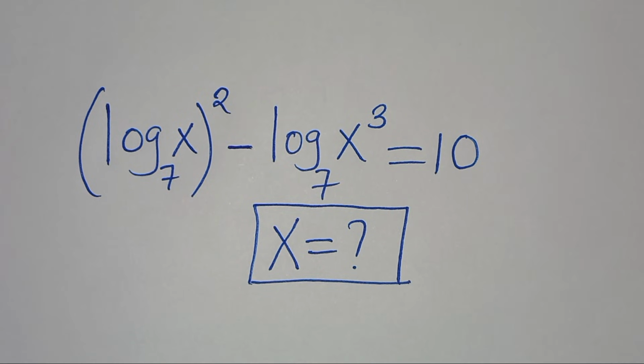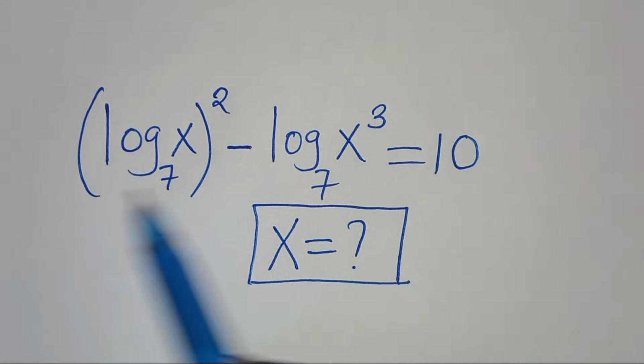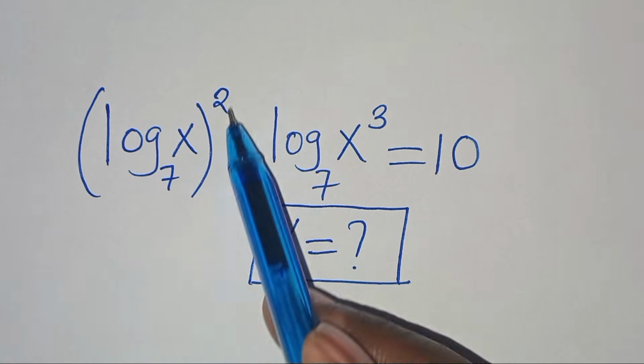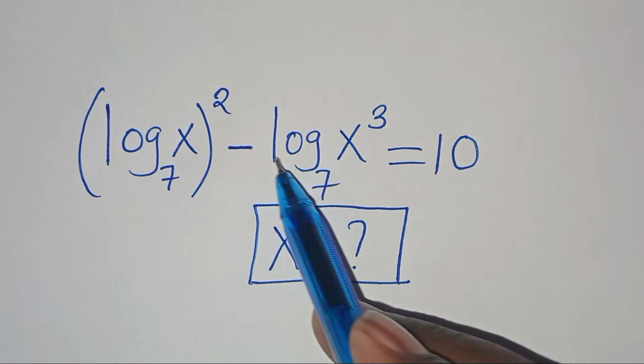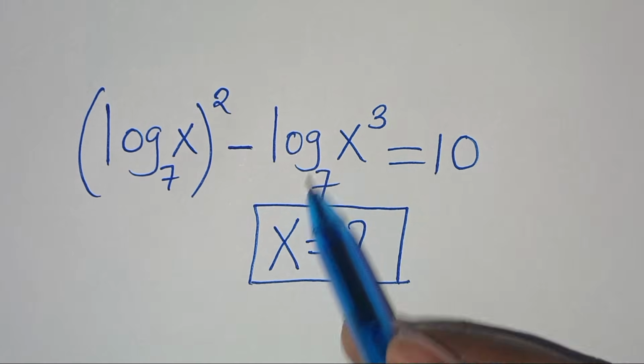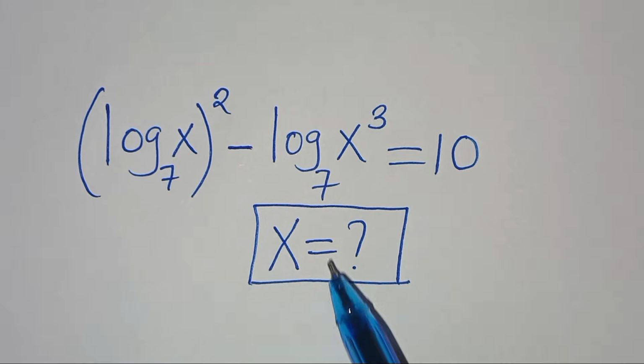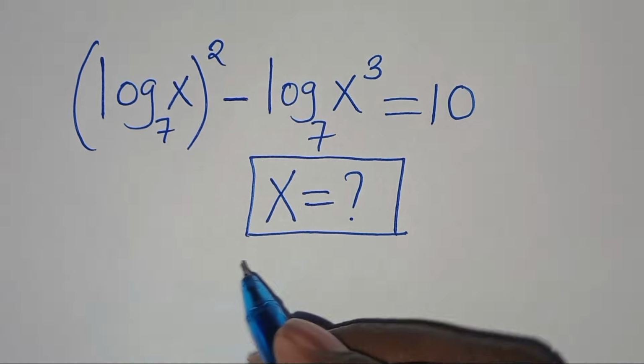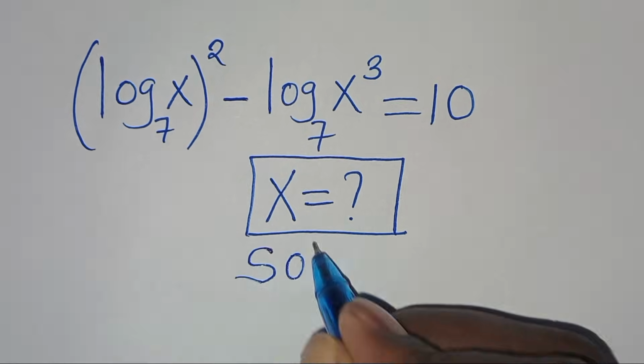Hello everyone, you're welcome to solve this nice logarithm math problem, which is (log x to base 7) to the power of 2 minus log x to the power of 3 to base 7. This is equal to 10. So what is the value of x, or what are the values of x? Now let's provide the solution from here.